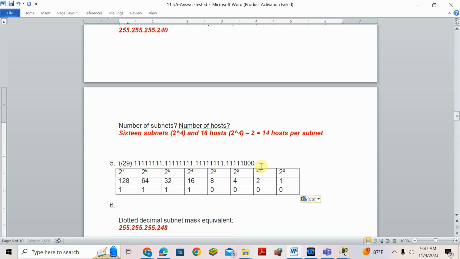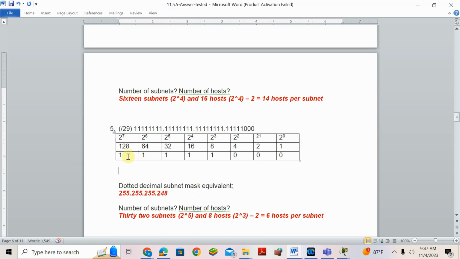Now I am taking 5 more extra bits from the host. So I'll put it like this. Okay. So 128 into 1 plus 64 into 1 plus 32 into 1 plus 16 into 1 plus 8 into 1. So total 248 will come. Now what about the number of subnets? How many did you borrow? 5. So 2 power 5, 32 subnets. How many host bits do you have? 2 power that many bits minus 2. So 2 power 3 minus 2, 6 hosts per subnet.